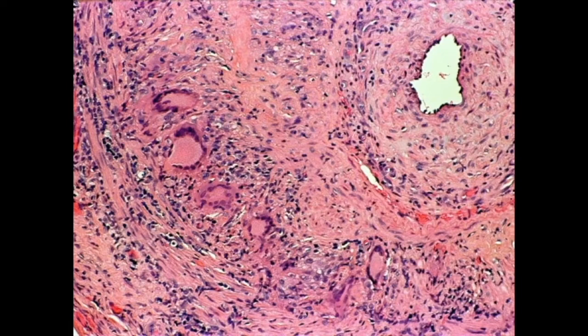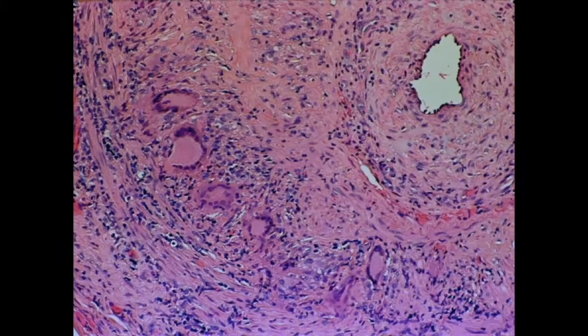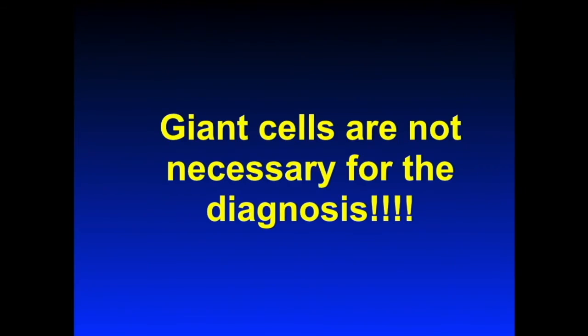Now, you don't see giant cells in all cases. I get very concerned when I see any chronic inflammation within the vessel wall. So giant cells are not necessary for the diagnosis.